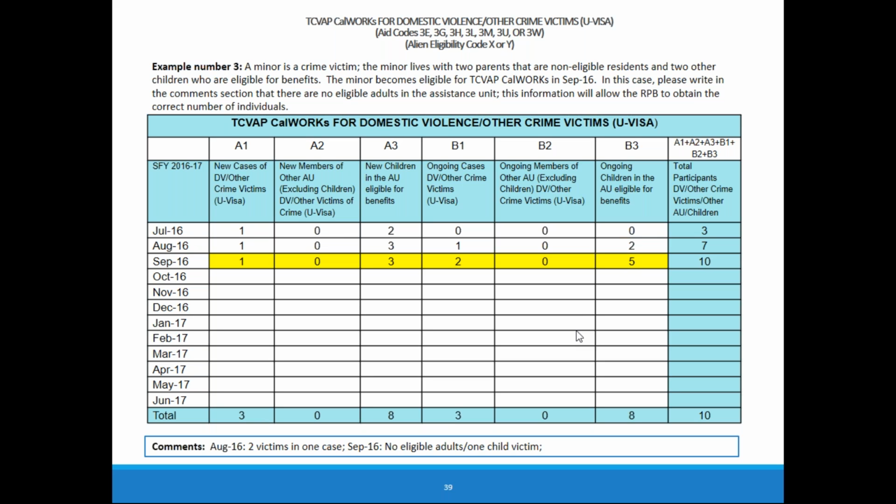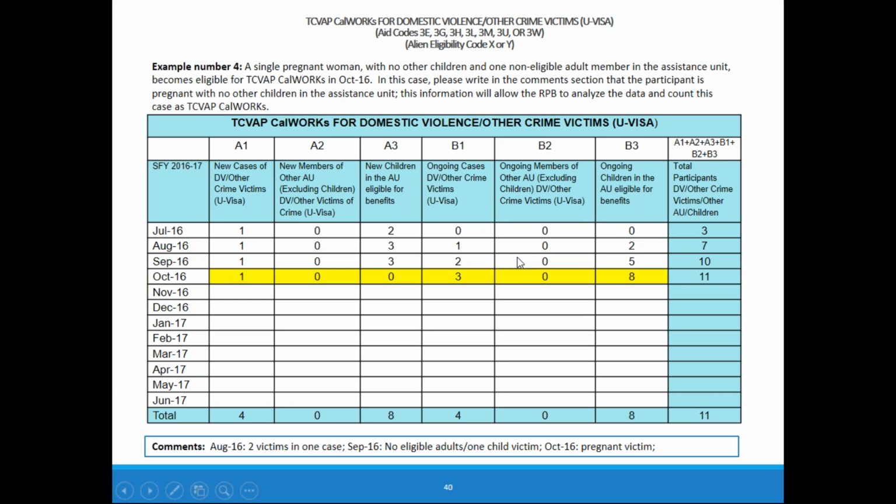Example number 4. A single pregnant woman with one non-eligible adult member and no other children living in the assistance unit becomes eligible for TCVAP coverage in October 2016. In this case, please write in the comment section that the participant is pregnant with no other children in the assistance unit. This information will allow us to analyze the data and count this client as a TCVAP coverage. This information will be entered in the October 16 row.